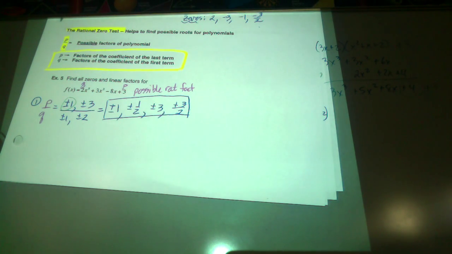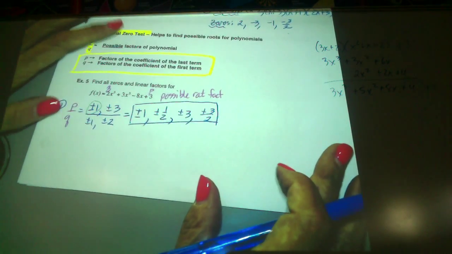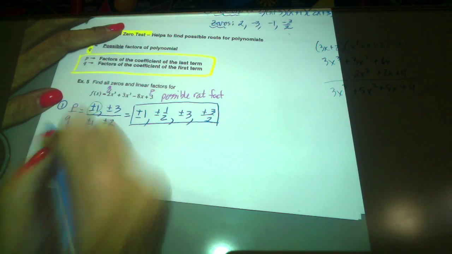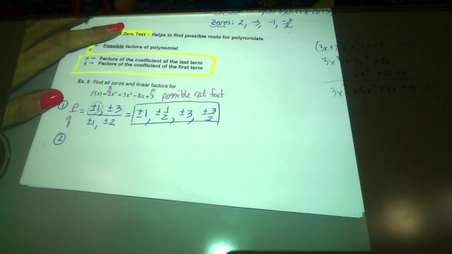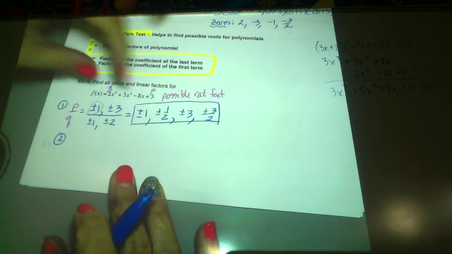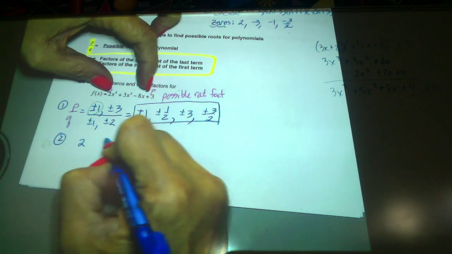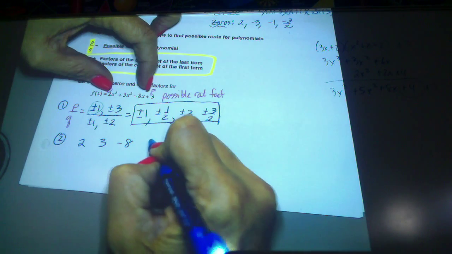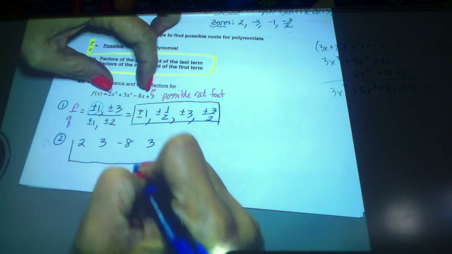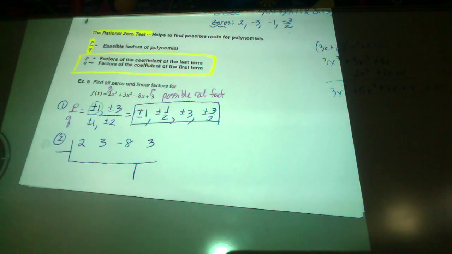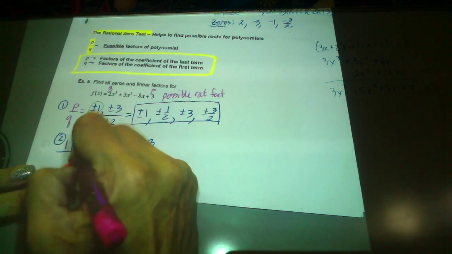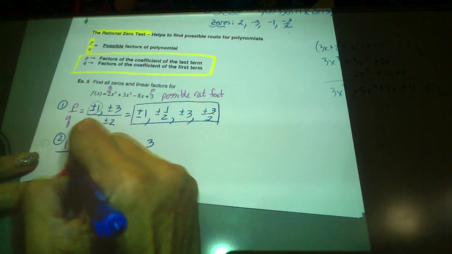Now, what do you think my favorite factor is going to be? 1. I love 1. So I will typically choose 1. Doesn't mean it's always a factor, but I'm going to typically choose 1 because it's easy to multiply. So I'm going to take my coefficients, 2, 3, -8, and 3. This is supposed to help you with this frustrating guess and check method using synthetic division. So if I'm going to check 1, I'm going to put 1 on my shelf. Bring down that first term, in this case 2, and go through the process.